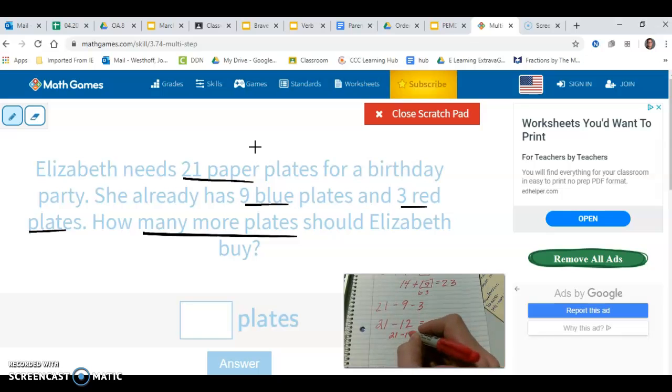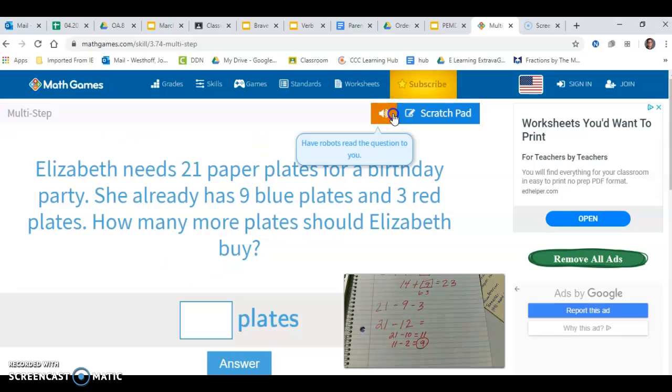I'm going to keep my number whole. 21 minus 10 equals 11. 11 minus 2 equals 9. She needs 9 more plates. Close my scratch pad. 9.